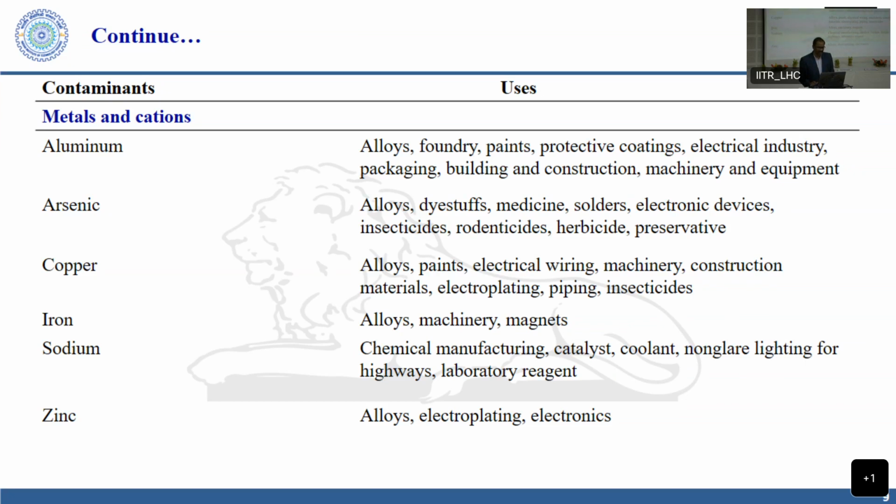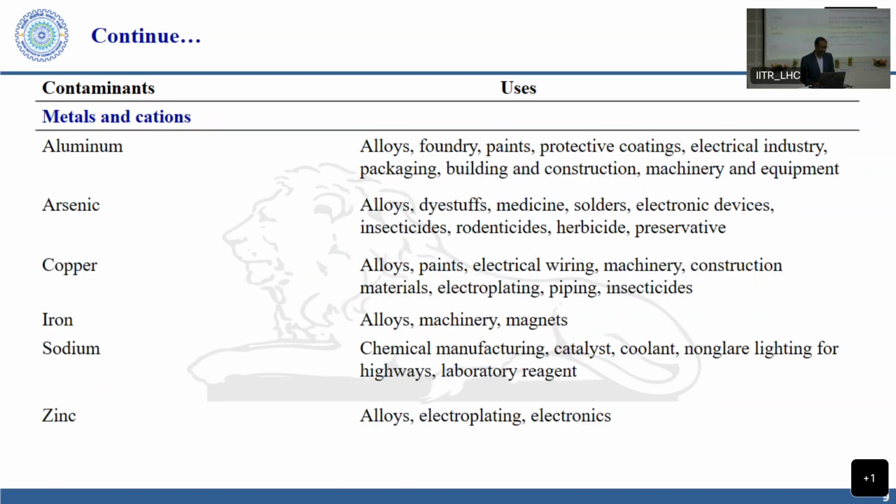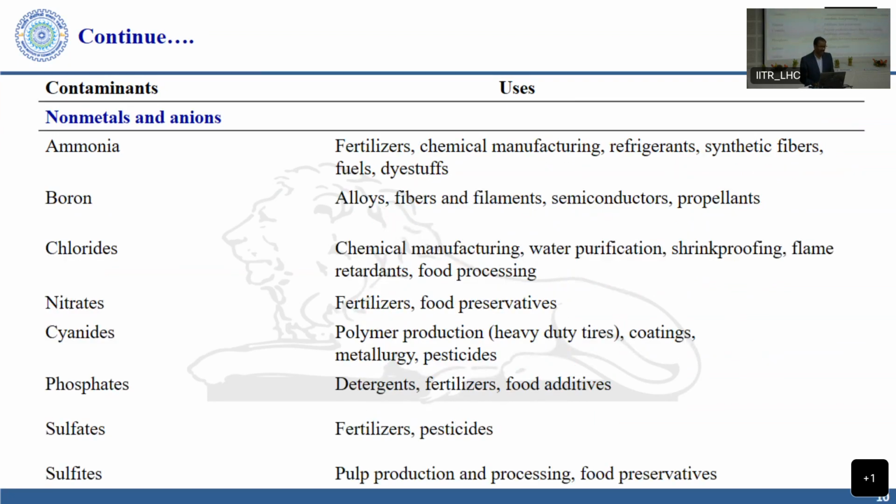Sodium is used in chemical manufacturing, catalyst, coolant, non-glare lighting, highway, laboratory and reagents. Zinc is used in electroplating, electronics. This is the metals and cations, and this is the non-metals. That is ammonia. Ammonia is mostly used as a fertilizer, in chemical manufacturing, refrigerants, synthetic fibers, fuel, dyestuffs.